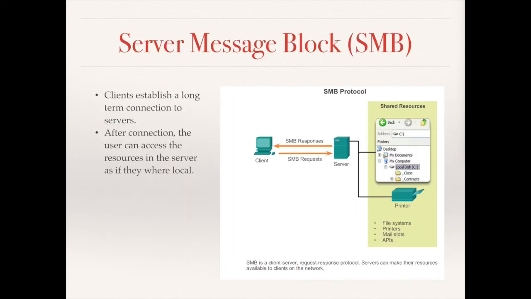Another way to transfer data is the Server Message Block, or SMB. It is a client-server file-sharing protocol developed by IBM in the late 1980s to describe the structure of shared network resources, such as directories, files, printers, and serial ports. It is a request-response protocol. The SMB protocol describes file system access and how clients can make requests for files. Clients establish a long-term connection to the servers, and after the connection, the user can access the resources in the server as if they were local.